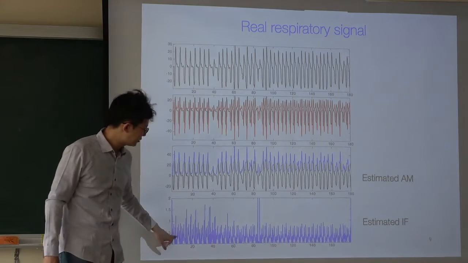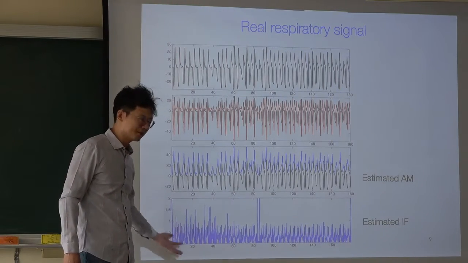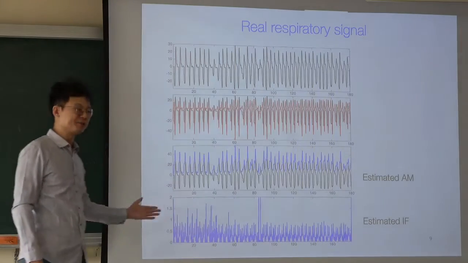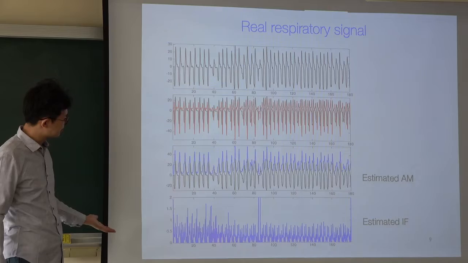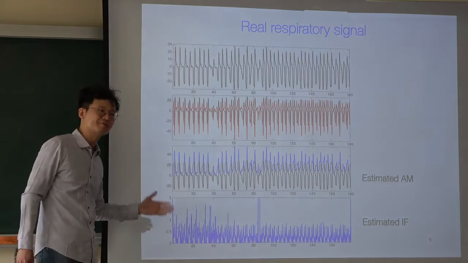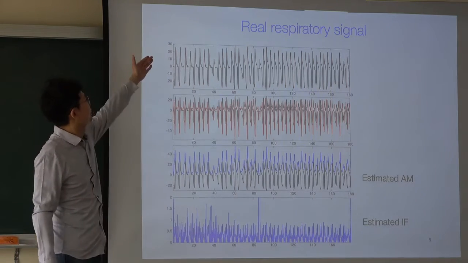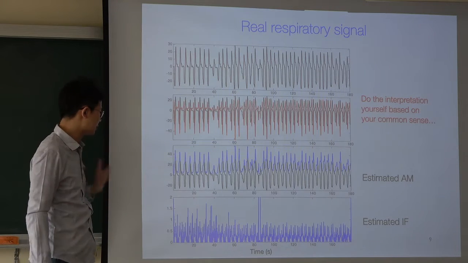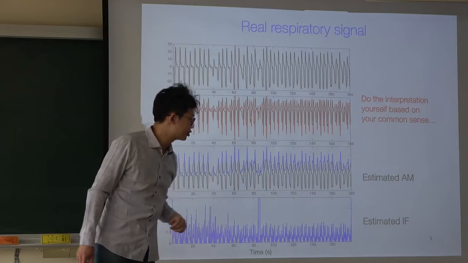And this is the instantaneous frequency, which is jumping too fast, too much. It is difficult to say what we really get. It's difficult to interpret physiologically. This is a respiratory signal, so we have physiological knowledge. So at least to me, it's difficult to do too much interpretation.